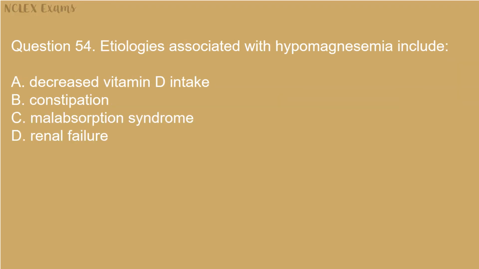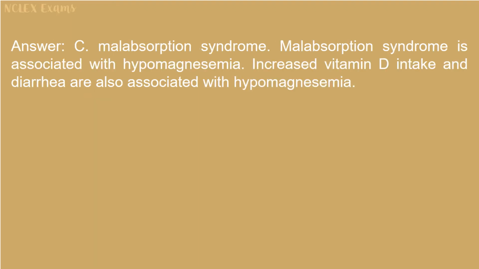Question 54. Etiologies associated with hypomagnesemia include A. Decreased vitamin D intake, B. Constipation, C. Malabsorption syndrome, D. Renal failure. Answer C. Malabsorption syndrome. Malabsorption syndrome is associated with hypomagnesemia. Increased vitamin D intake and diarrhea are also associated with hypomagnesemia.